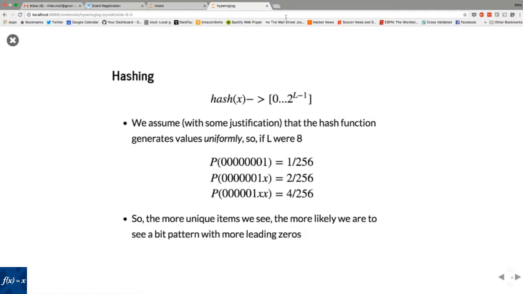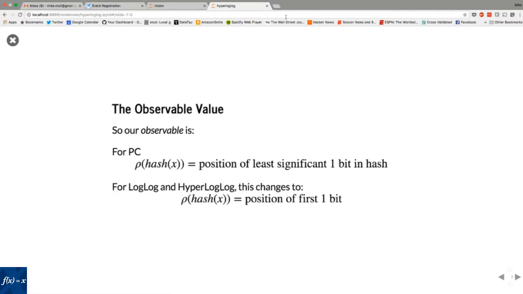So the thing that we're trying to observe in the bit pattern: in the case of probabilistic counting, what they used was the least significant 1 bit in the hashed value. In the later versions of LogLog and HyperLogLog, they changed that slightly to be the position of the first 1 bit. So what they're really looking for is patterns of the count of the leading zeros. They call this function rho, and it's basically just a very simple function that they apply to the hashed value, which returns the position of a particular bit.